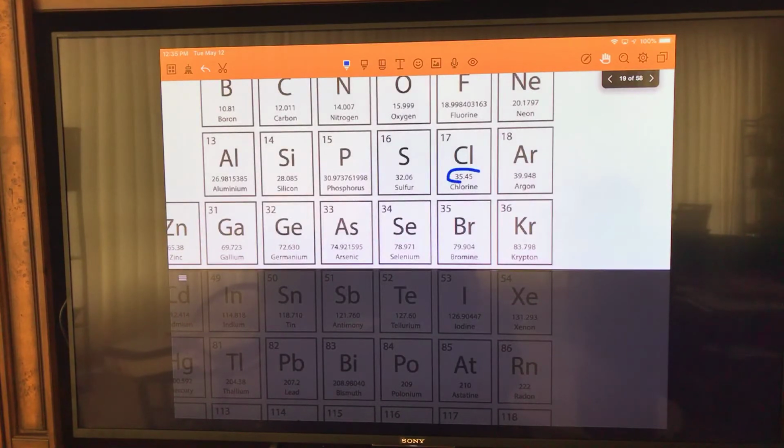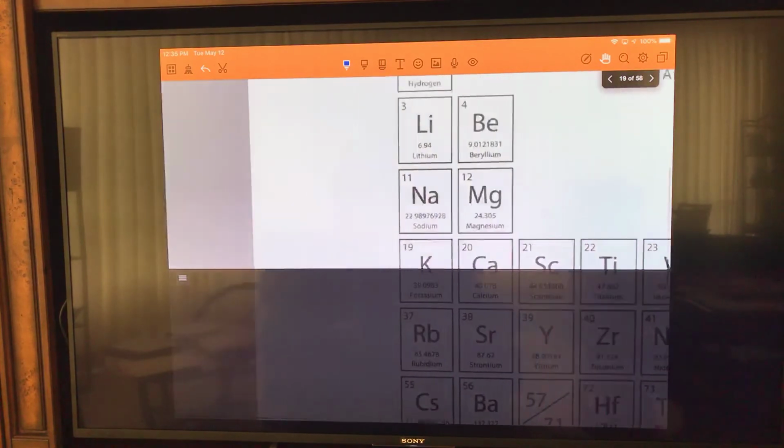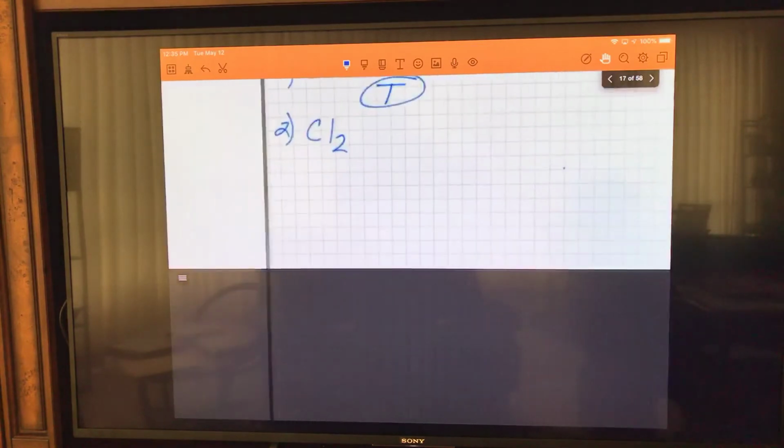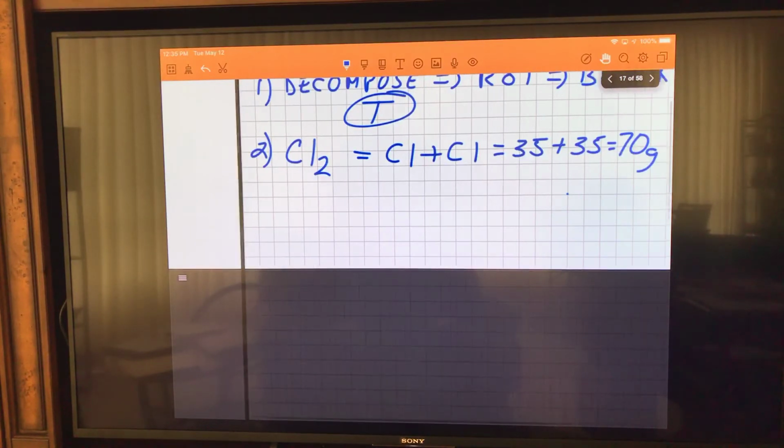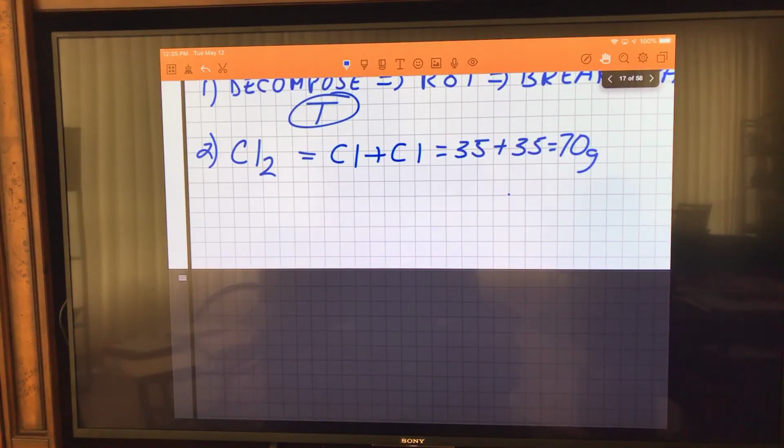So chlorine right here, one of them is 35. That's a single Cl, a single chlorine. Just like a single sulfur right next to it is 32, or a single fluorine above it is 19. So if we have a 2, Cl2, that means that there are 2 of them, Cl plus Cl, which is going to be 35 plus 35, which is going to be 70 grams. Cl2 is 70 grams.